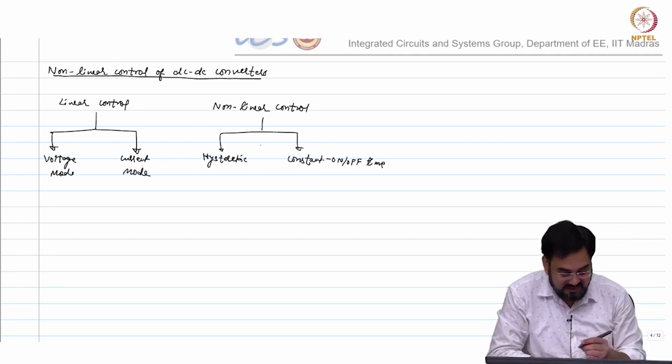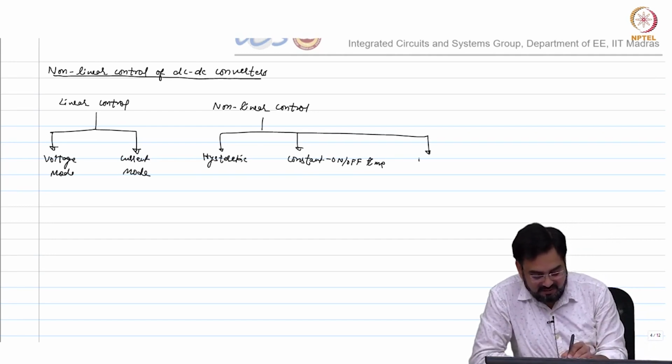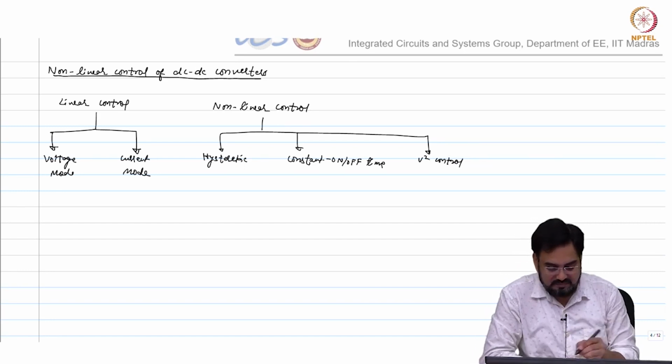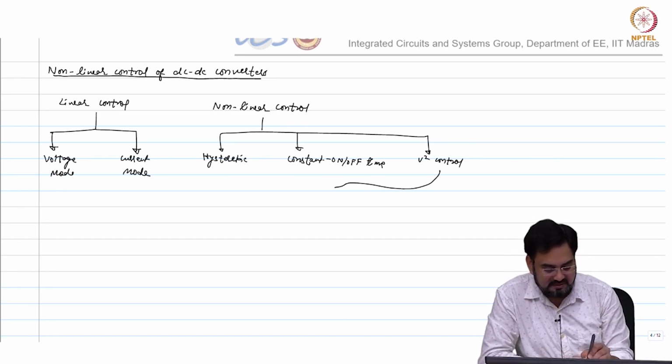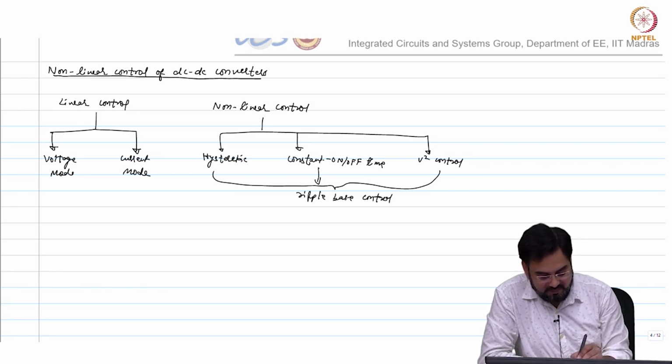Some people call V square control another one, but we will not talk about that. It is another hysteretic control. But everything here is actually ripple based. It is all ripple based. I mean all three are ripple based control.